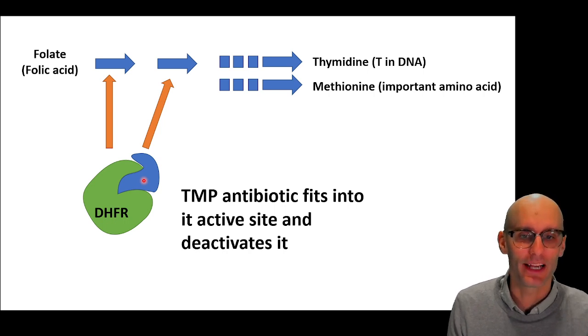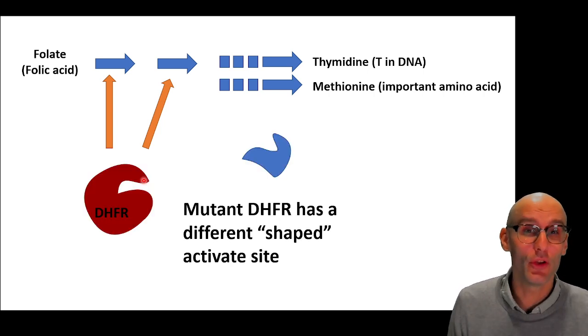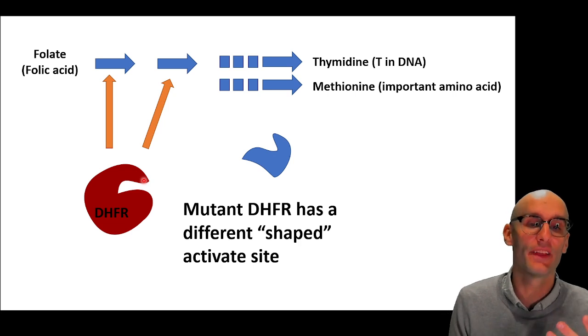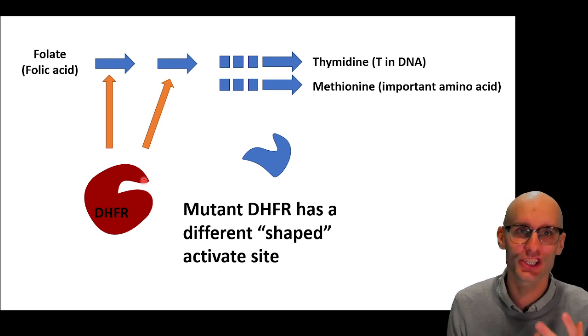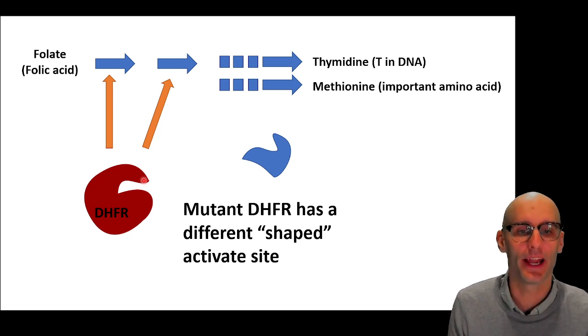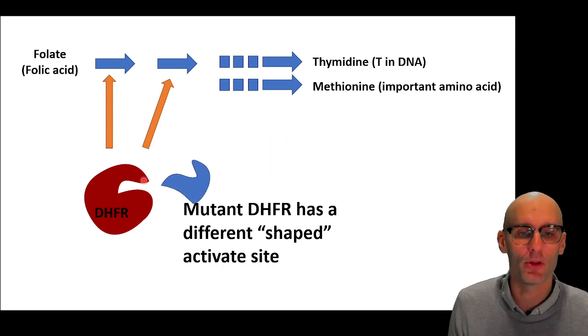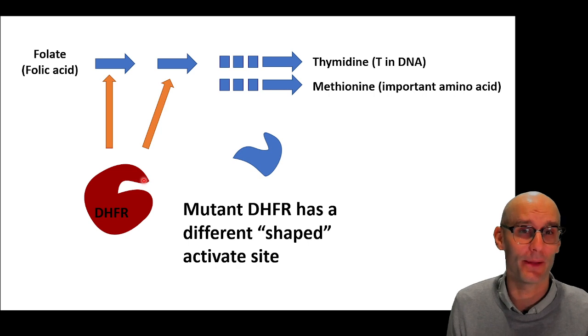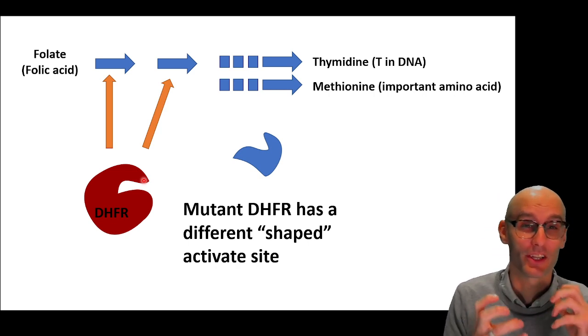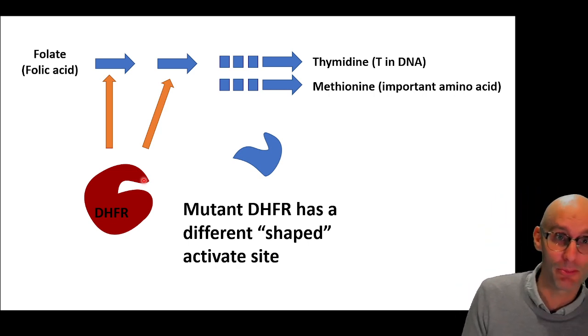Super important, right? So now let's look at the mutant. The mutant version of this gene has a different shape. It's got a slightly different active site, and so now the antibiotic is incapable of entering the active site to inhibit it. So now we have a functional gene that's going to work. It's a different shape, so now the antibiotic doesn't work.